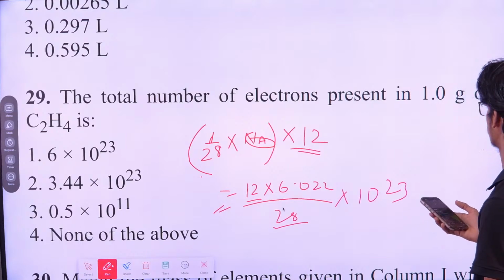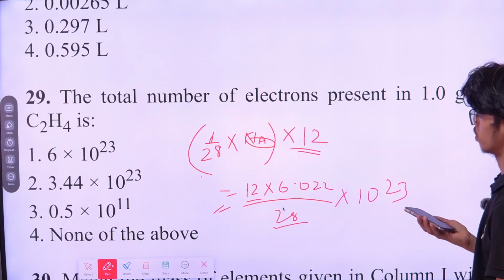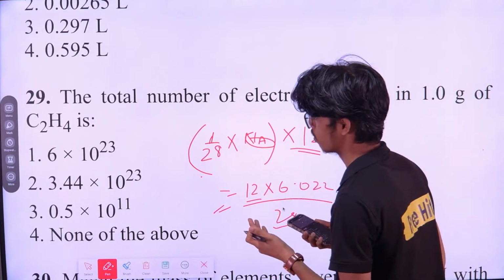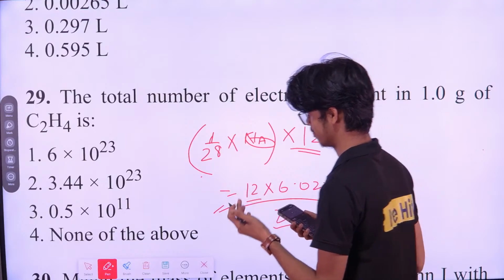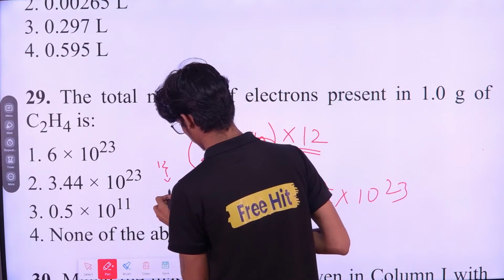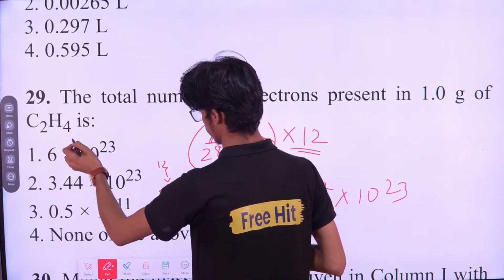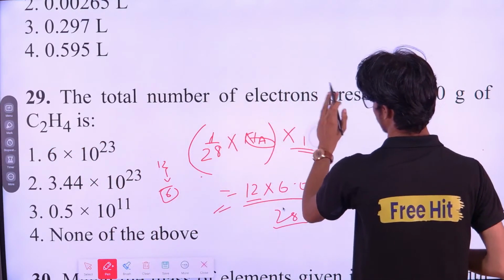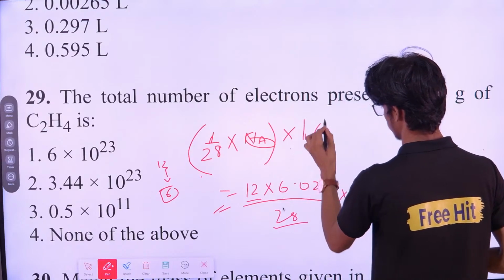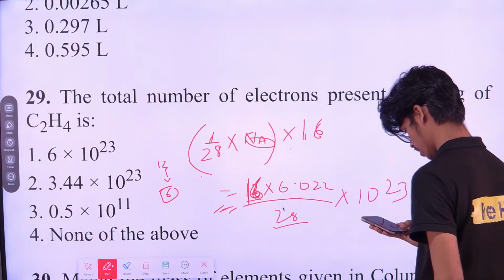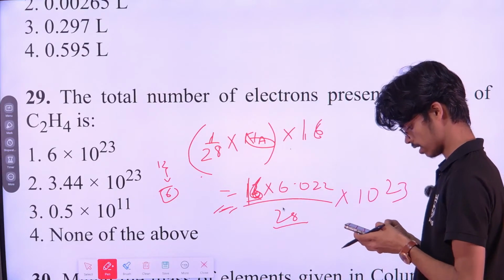Total number of electrons present in 1 gram of this C2H4. Okay, so the number of electrons in that is, carbon is how much? Wait. 12 divided by 2 is 6. Is 6 to get 12? Okay, 12, 13, 14, 15, 16. Okay, this is wrong. 16 is the number that we need to multiply. Okay, then if you multiply 6 by 28, okay, that's where I was going wrong.